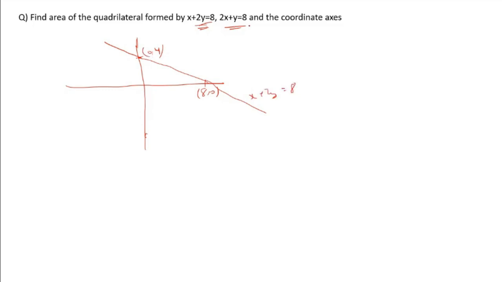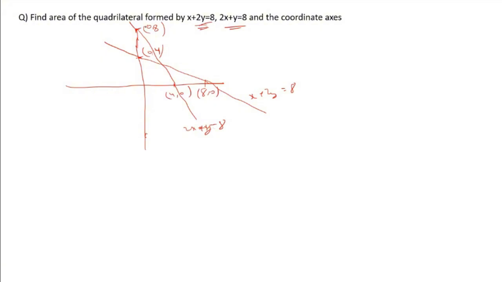2x plus y equal to 8 would be what? For 2x plus y, the x-intercept: you put y equal to 0. So you have 4 comma 0. For the y-intercept, you put x equal to 0. So you have 0 comma 8. So this is the other line basically, and you can extend it. So this is nothing but 2x plus y equal to 8. So now we know what those lines are.